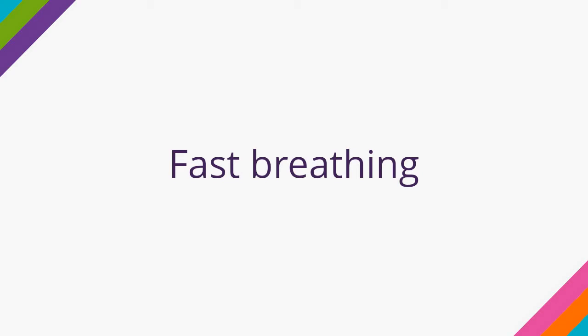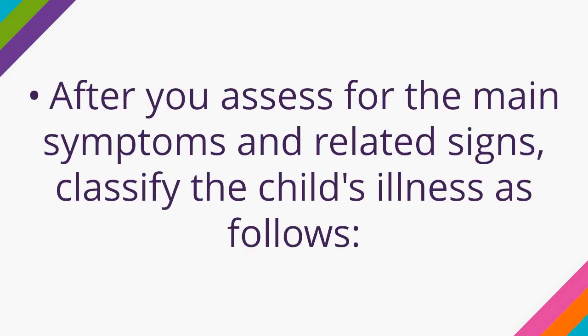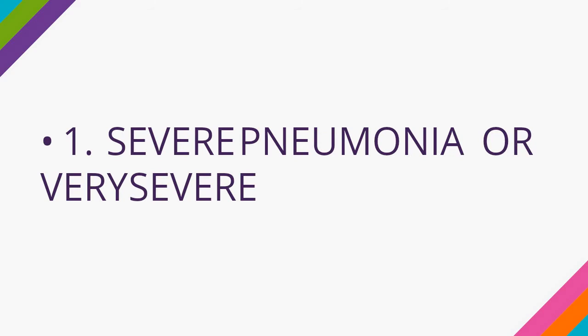In classifying pneumonia, after you assess for the main symptoms and related signs, you can classify the child's illness as follows. 1, severe pneumonia or very severe disease. Under the color codes, this falls under the red or pink row. Here, because the child has had a cough and has fast breathing, we are saying severe pneumonia. Any general danger sign or chest indrawing, stridor, or wheezing in a calm child will prompt you to classify it as severe pneumonia.